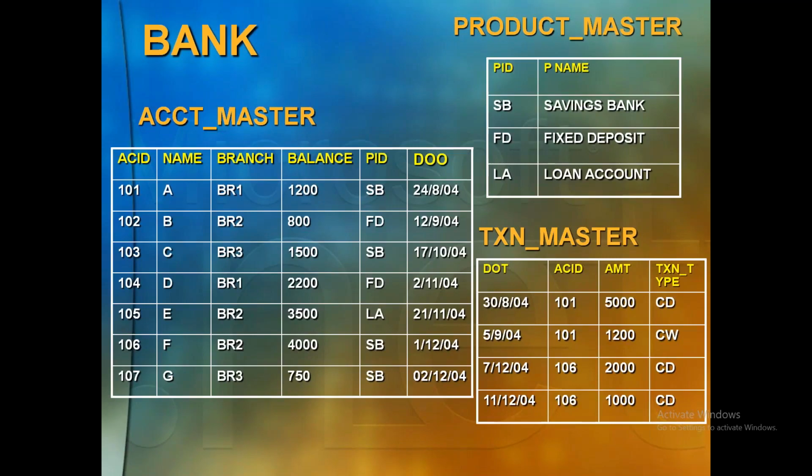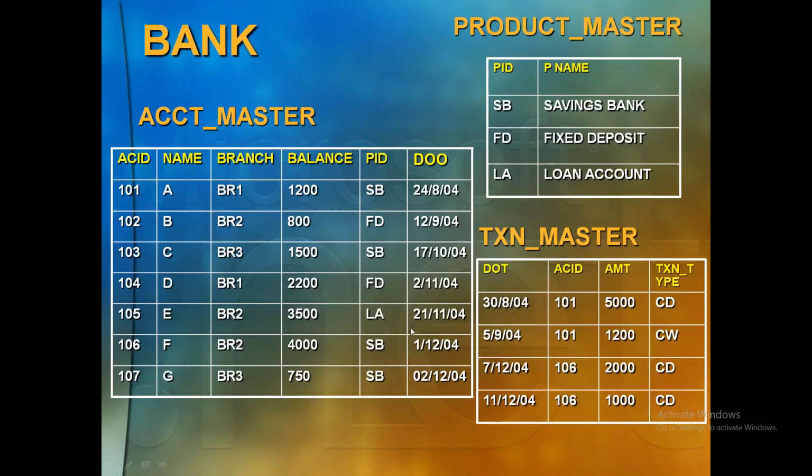I wanted to know who are the customers who have done the cash deposits. I wanted to know their names. First of all, I have to go to this table, find who are the people who have done the cash deposit, and pick up the number. And by using this table, 101 means A and 106 means F. I need to print A and F. But to print A and F, I have to go to this table and get the data. Clear? So I need to join these two tables.